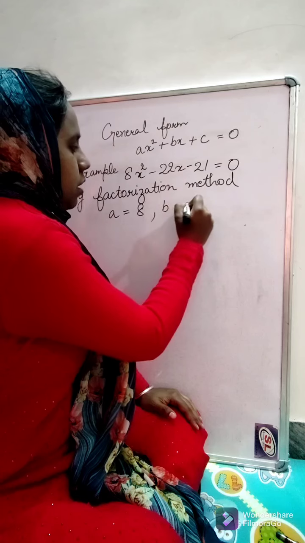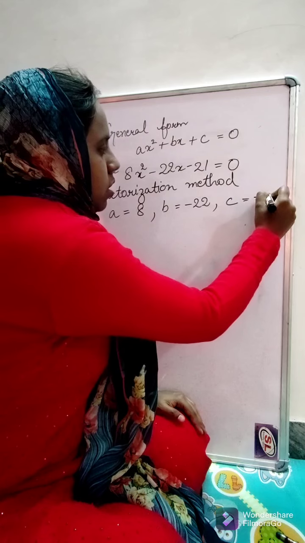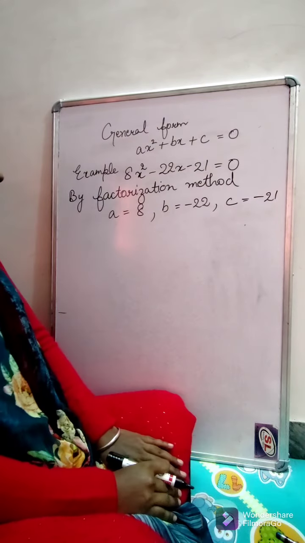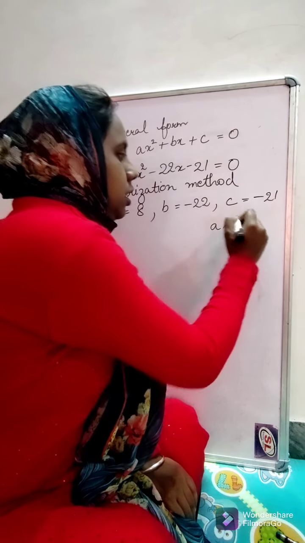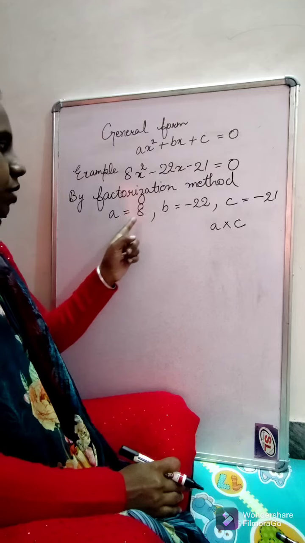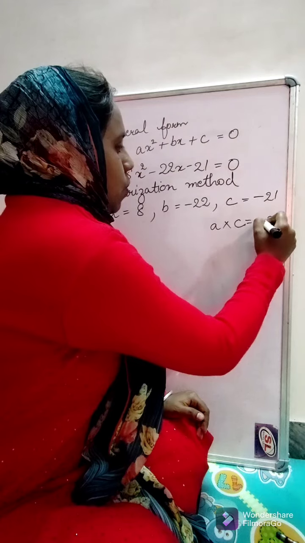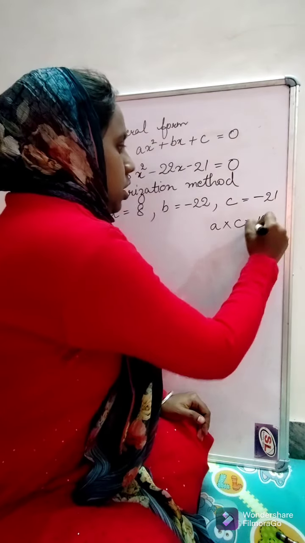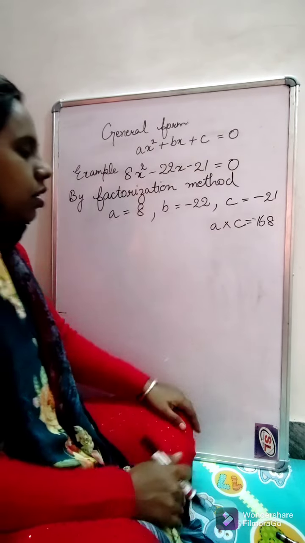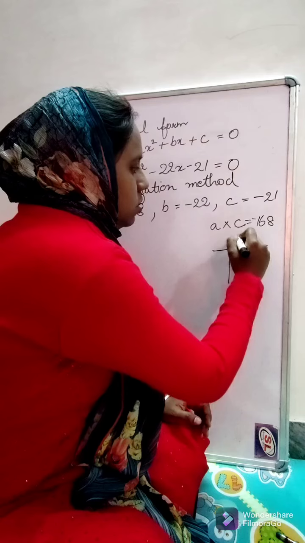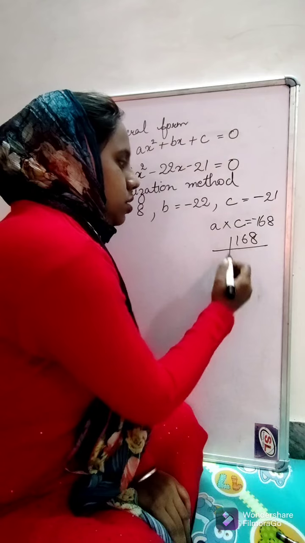Now let's write down the value of a: 8. What is the value of b? Minus 22. And what is the value of c? Minus 21. Now what we have to do? We have to multiply a by c. When we multiply a into c, we get 21 eights are 168, with a negative sign. Now we will leave it and we are going to factorize 168.